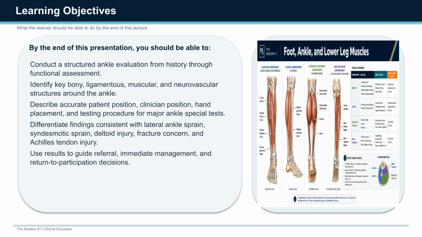You should also be able to identify key bones, ligaments, tendons, and neurovascular structures, describe accurate setup and hand placement for major ankle tests, and connect findings to common patterns, such as lateral ankle sprain, syndesmotic sprain, deltoid injury, fracture concern, or Achilles rupture. Keep linking each test to the clinical decision it supports.